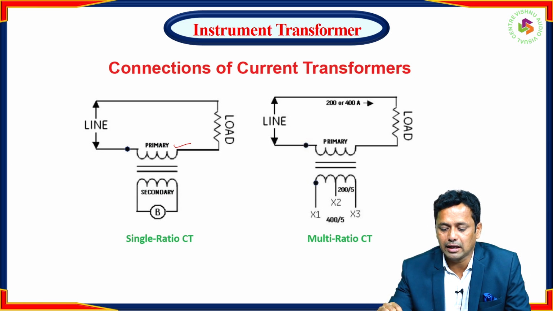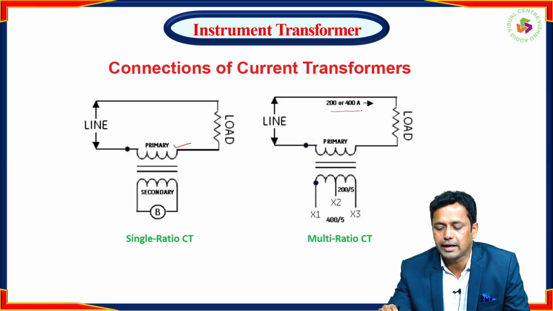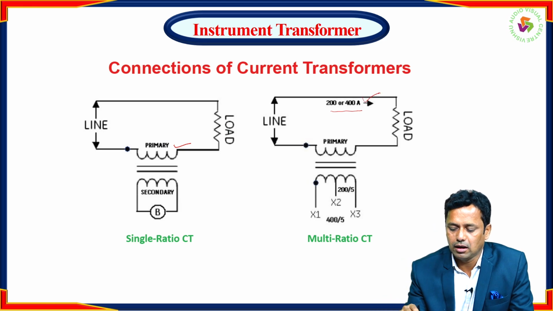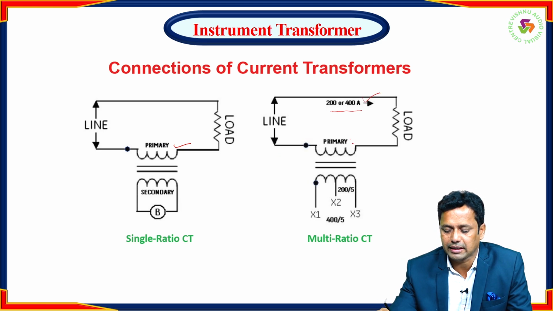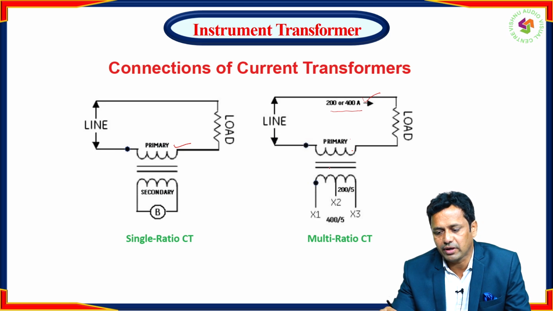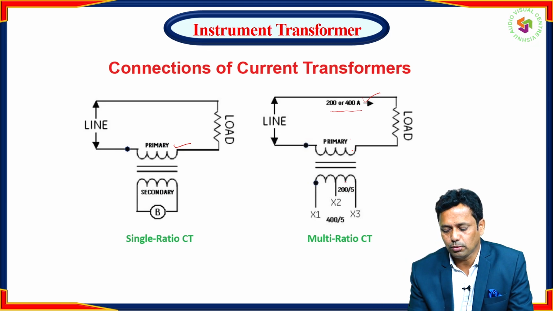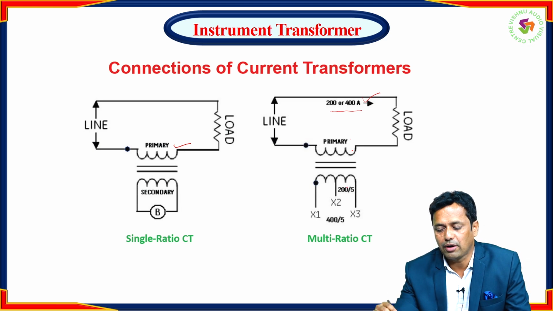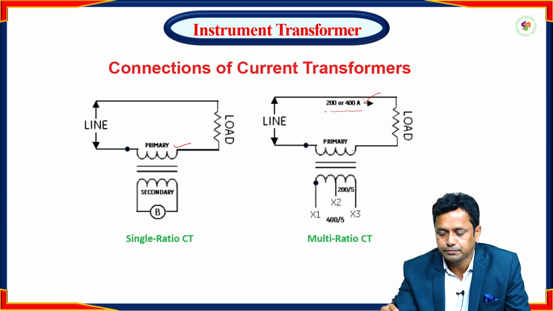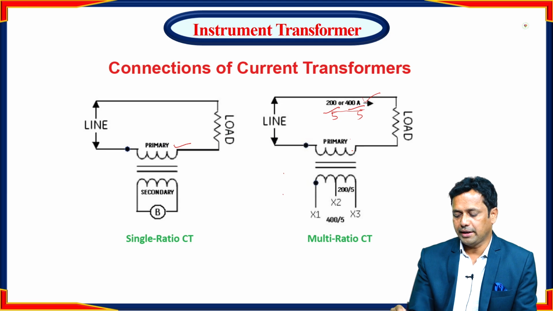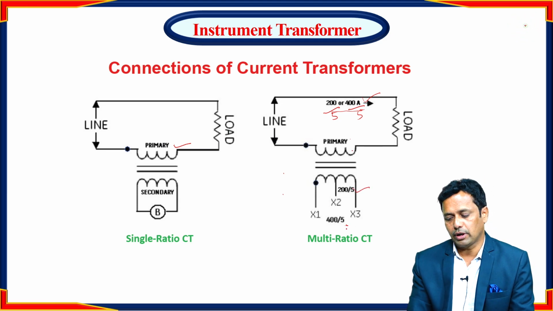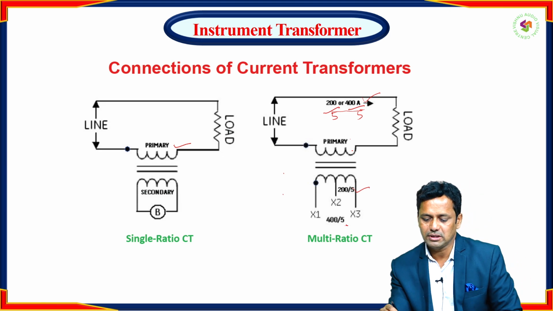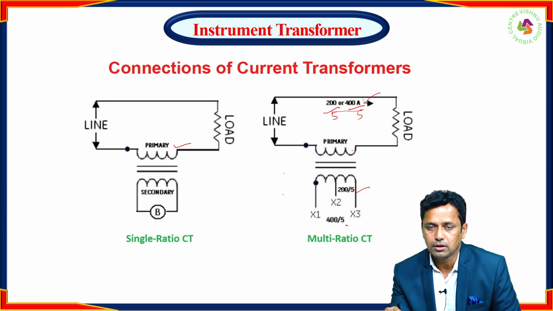For the primary current, one line is connected, and 200 to 400 amps is flowing through one way. On the primary side we are connected to one part, and on the secondary part we are connected to the multiple taps. So multi ratio is called x1, x2, x3, and we have to divide the value. So 200 by 5 amps or 400 by 5 amps. The total current is 400 by 5 amps, but with multi ratio we divide it into two parts, here 200 by 5 amps.